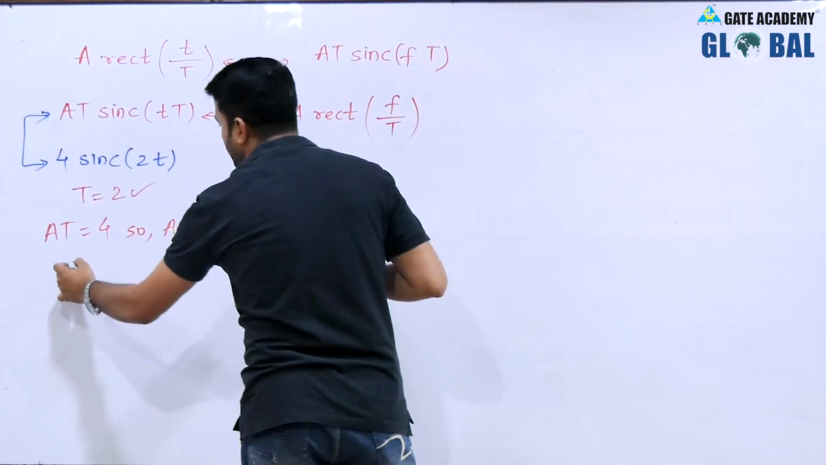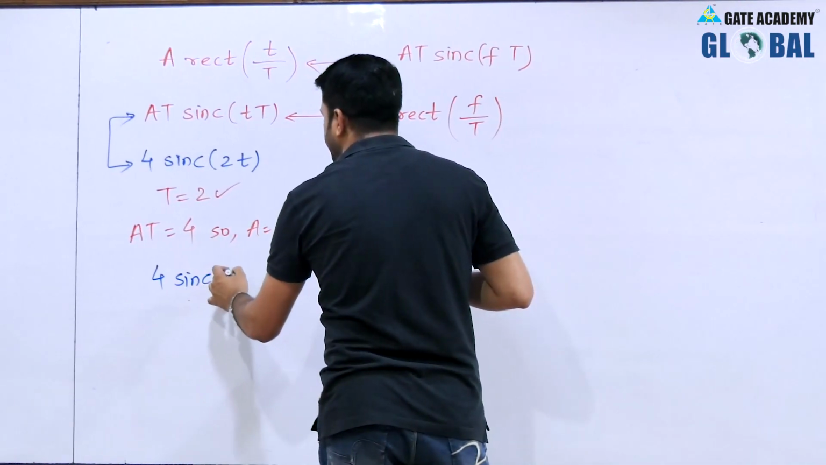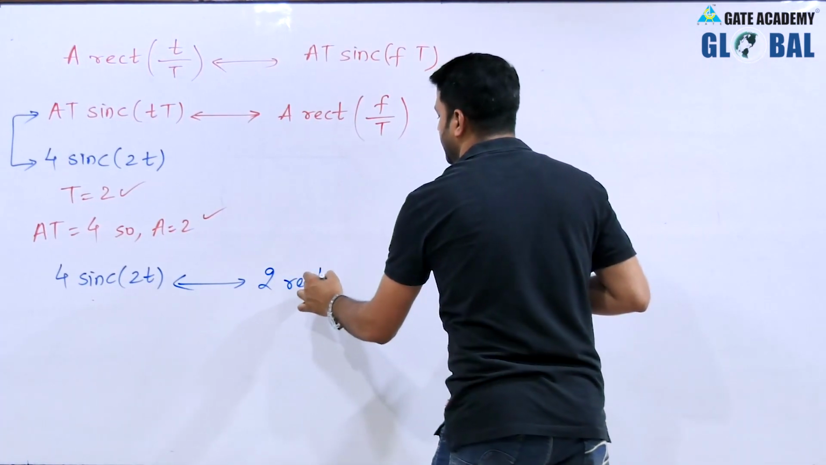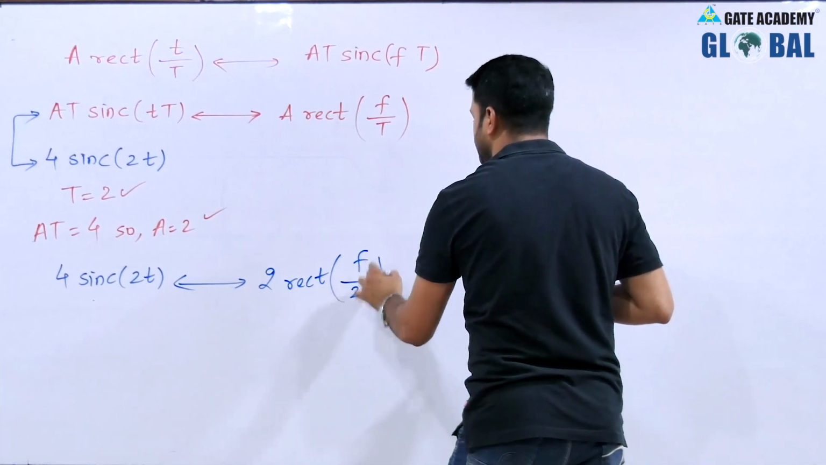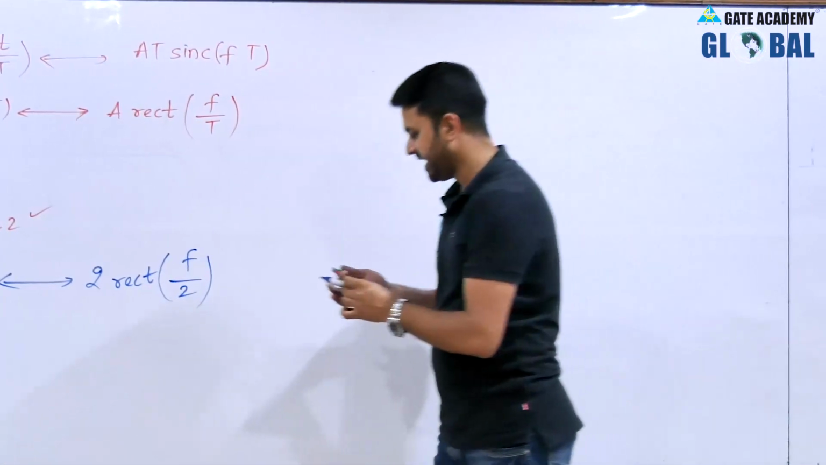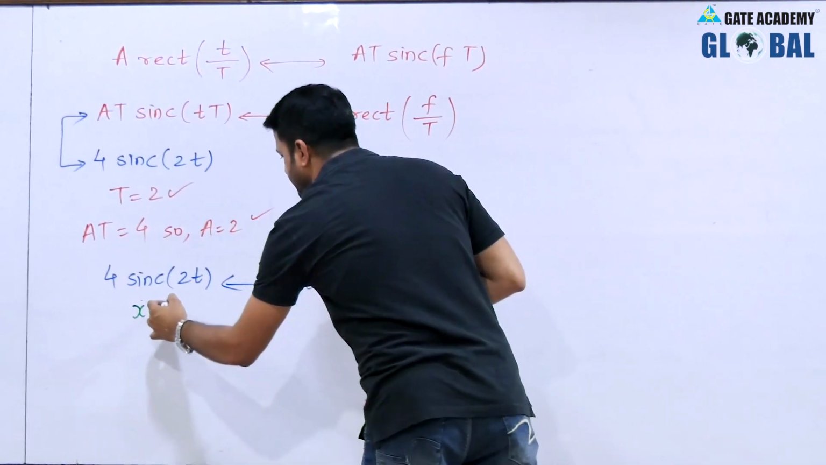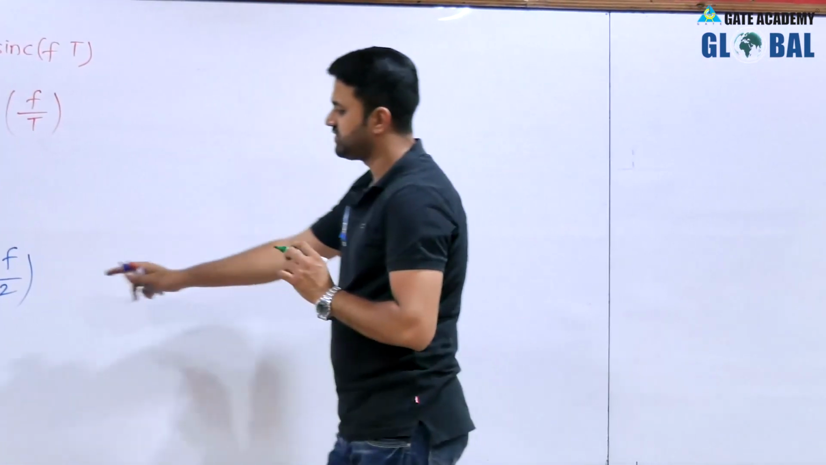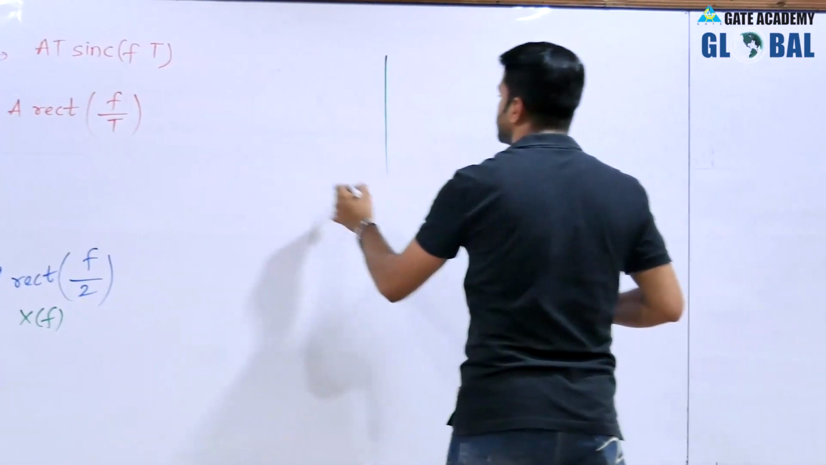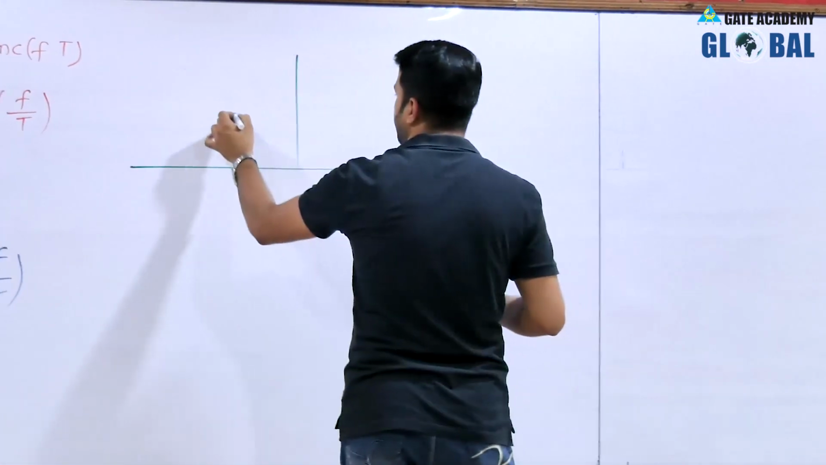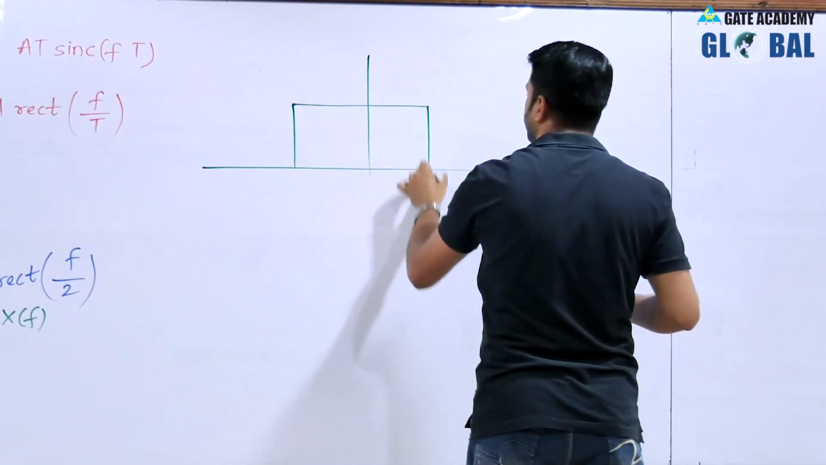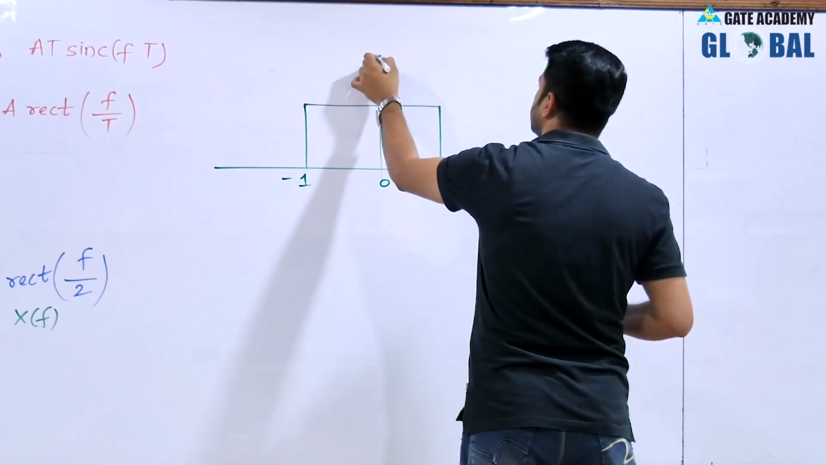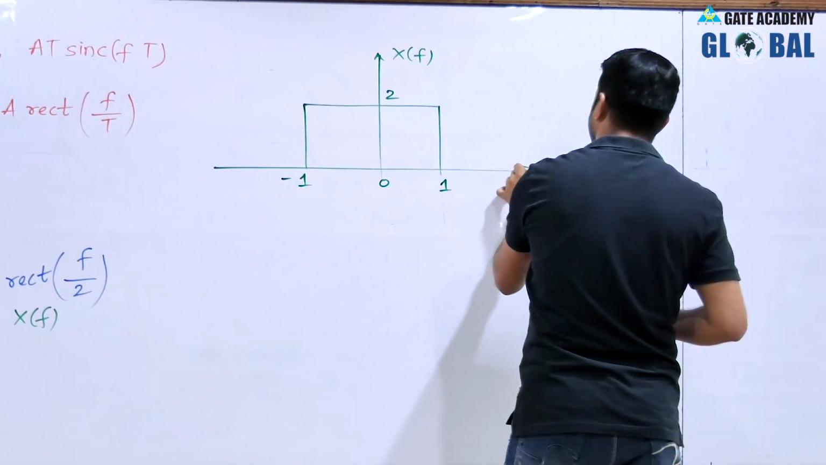So the Fourier transform of 4 sinc 2t is A, which is 2, rect(f/T), where T is also 2. So this is your x(t) and this is x(f). So how can we calculate the energy of this? We can draw the rectangular function. This rectangular function will have width 2, that means it ranges from -1 to 1, and the height is 2. This is x(f).